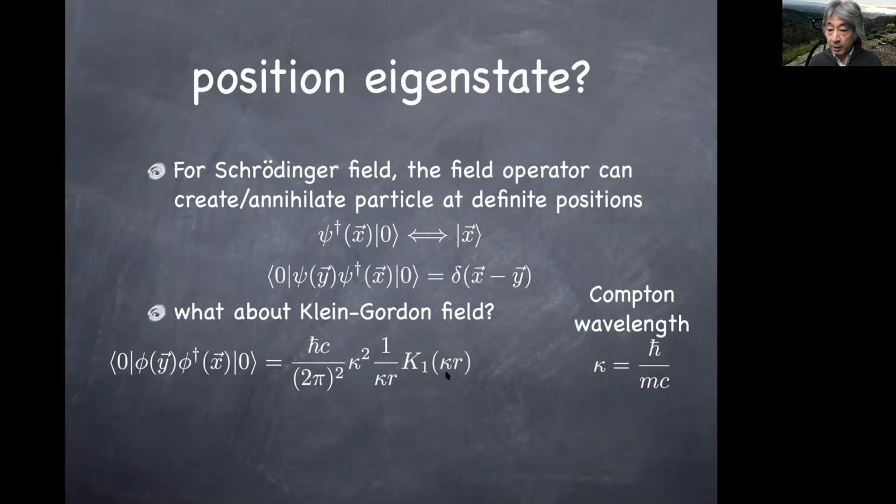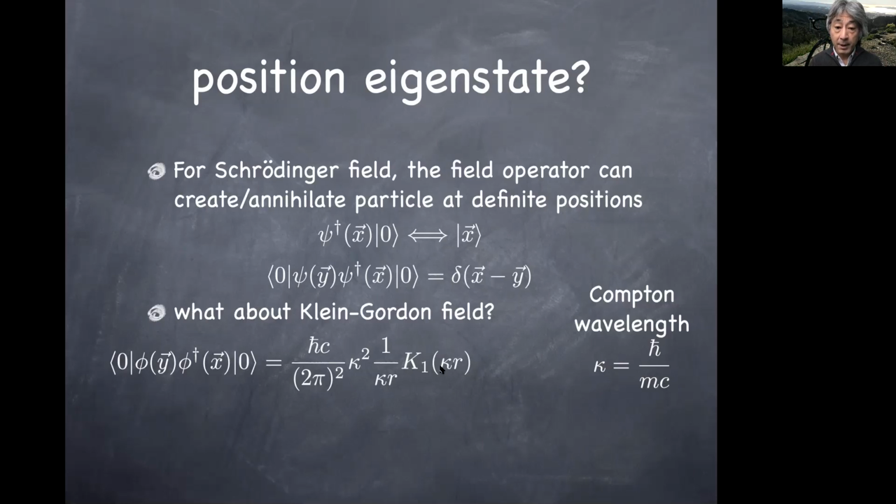So κ here is the inverse Compton wavelength, I'm sorry, because κ times r is supposed to be dimensionless. So this is actually a typo here. κ inverse is ħ over mc. ħ over mc is the Compton wavelength, which has the dimension of length. Therefore, κ has the dimension of inverse length. So κ times r is now dimensionless. It is now the argument of this Bessel function.